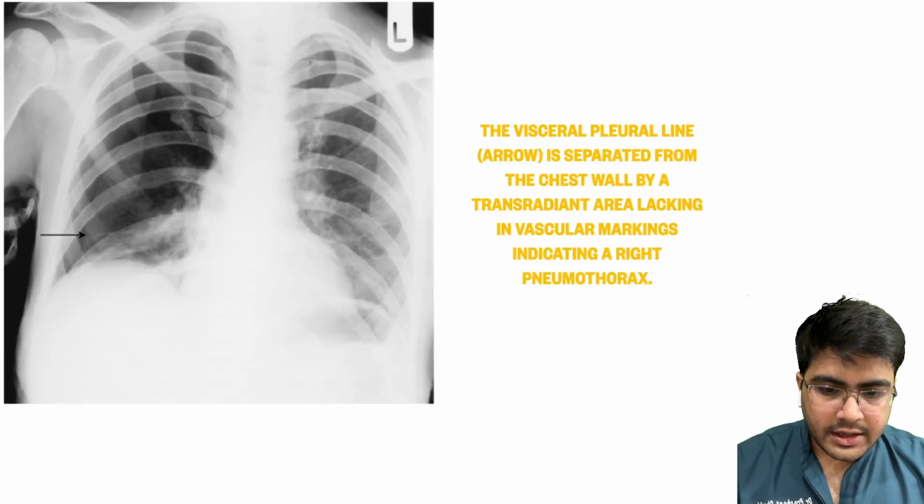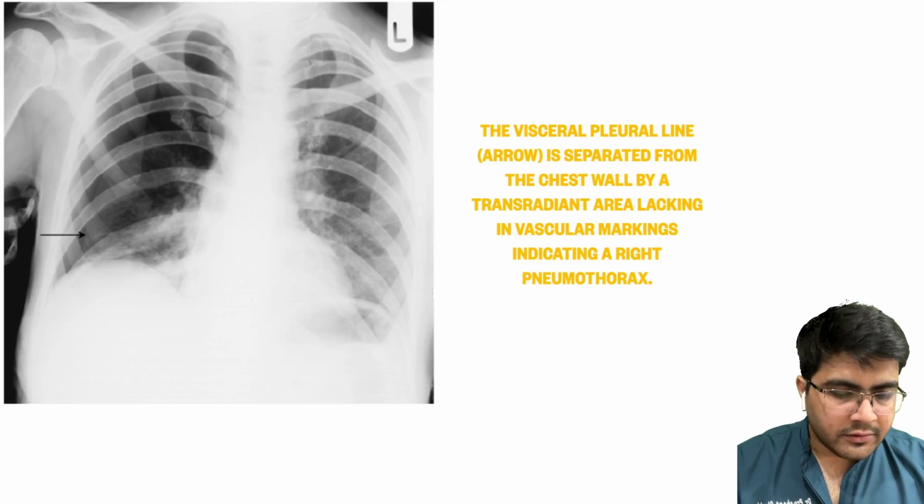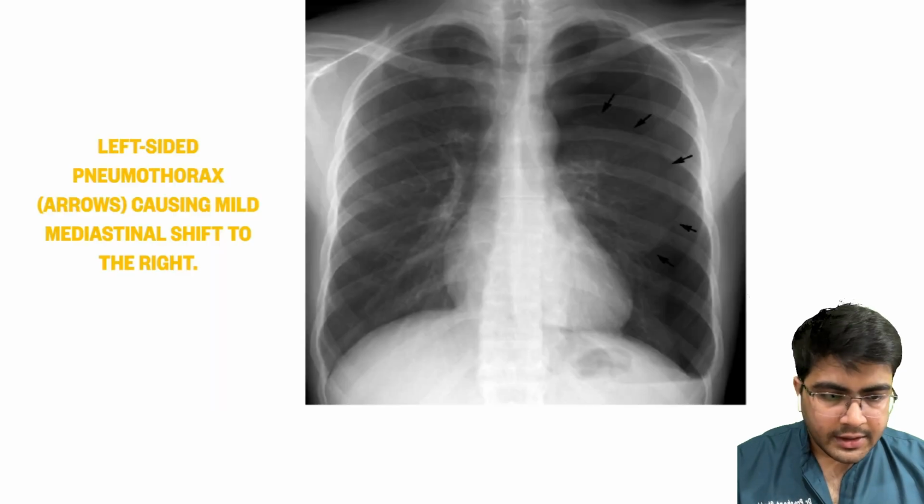In this X-ray again you will see there is an arrow, and the arrow depicts the visceral pleural line, and it is separated from the chest wall by a transradiant area lacking vascular markings, indicating a right pneumothorax. So I hope you are clear about these X-rays. These are very common X-rays.